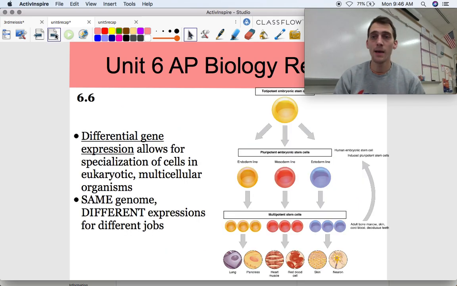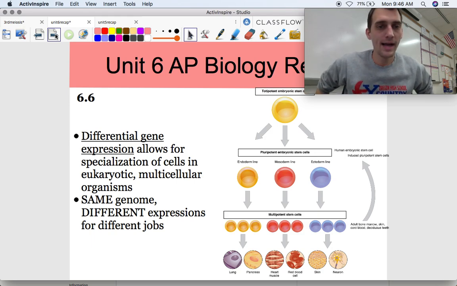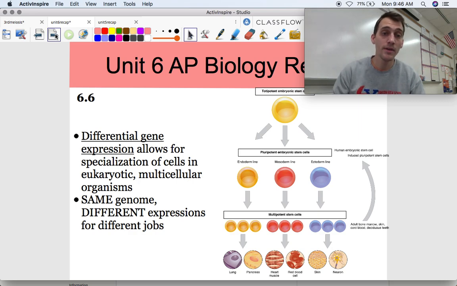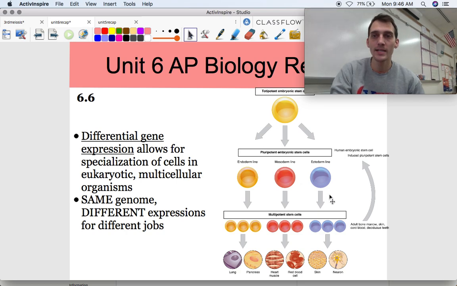Now, 6.6, I'm going to go through this very briefly because I already talked about it. Differential gene expression allows for specialization of cells in eukaryotic multicellular organisms. Depending on which genes a cell expresses and which genes a cell does not express, it can do different jobs. Okay, so I cannot stress that enough. Here's stem cells, right? Stem cells are really sweet. In the last like 20 years, they've had revolutionary applications to medicine, right? So stem cells can become any other different type of cell. They're hence pluripotent embryonic stem cells.